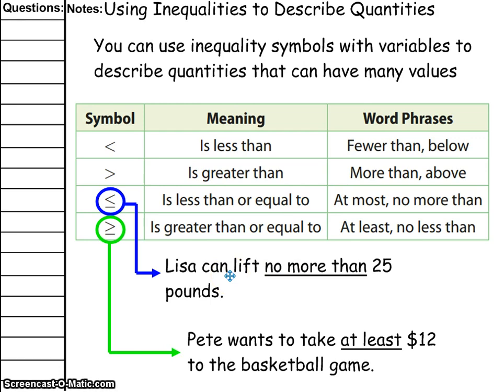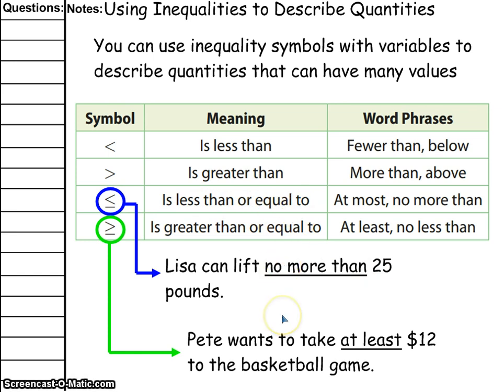Less than or equal to can be read as: Lisa can lift no more than 25 pounds. So that means she can lift 25 pounds, but once you get to 26, she cannot lift it anymore. So that's why we can include 25 pounds and everything underneath, because she can lift 24, she can lift 20 pounds, 5 pounds. Because it says no more than 25 pounds, you want to include it and then every number underneath. That's why it's less than or equal to.